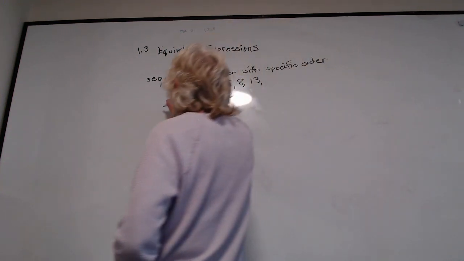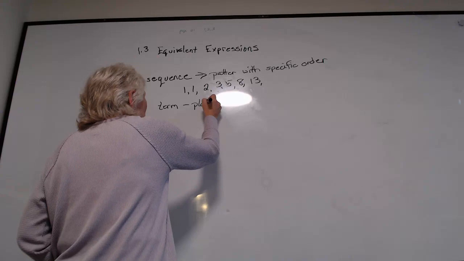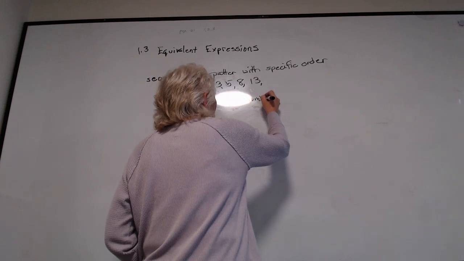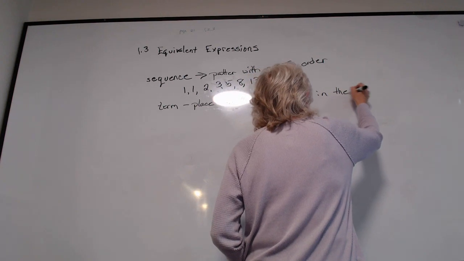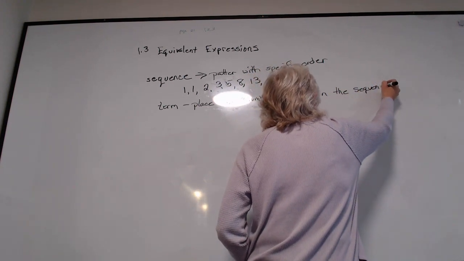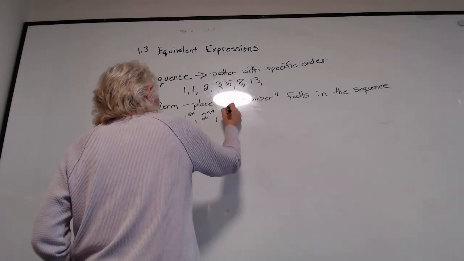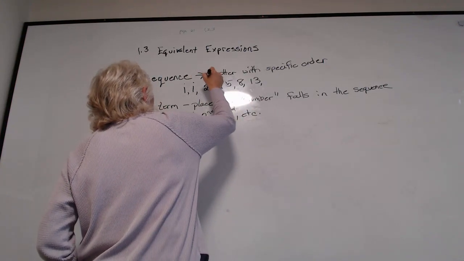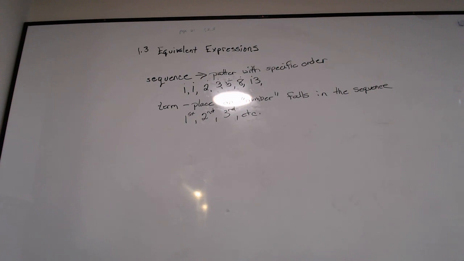So when we're talking about sequences, term is defined as the place an object or a number falls in the sequence. This is an order number, which is usually like first, second, third, etc. Okay, so this is your first term, second term, third term, fourth term, fifth term, sixth term, seventh term. So it's where it falls in the sequence. You just count and see where it falls.